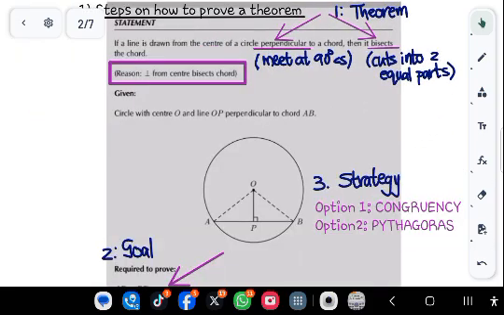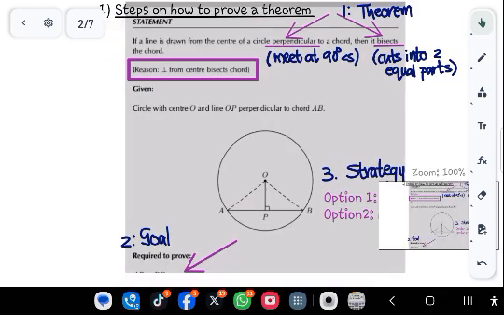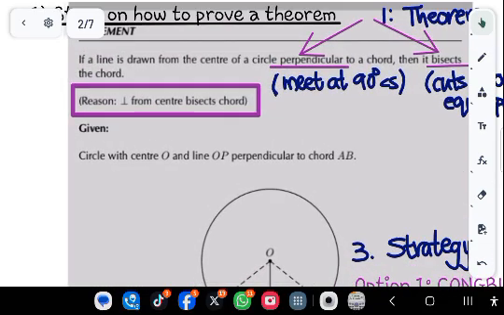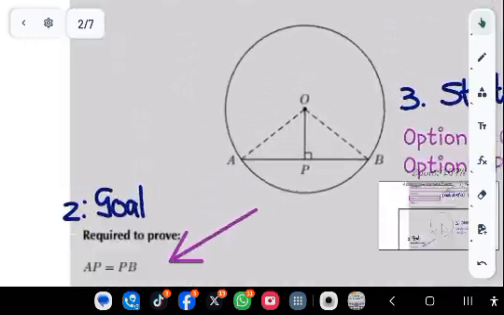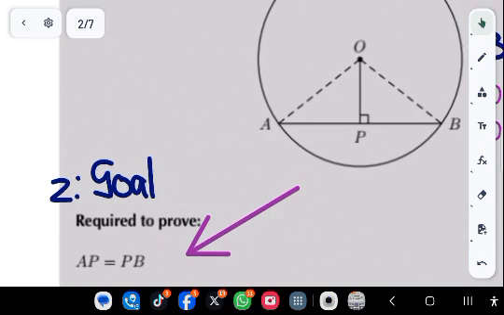That's what I mean by understanding the theorem. If a line is drawn from the center of the circle, and so on, we're going to do this when we look at the theorem in detail. But that's what understanding the theorem is. Another thing that is going to be very helpful to you is number 2. Know what the goal is. What is the goal? What are you required to prove? If you don't know what you're required to prove, then how are you going to prove it?